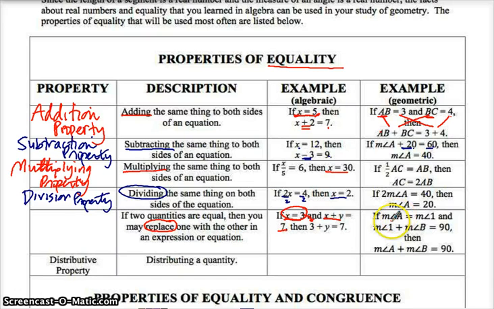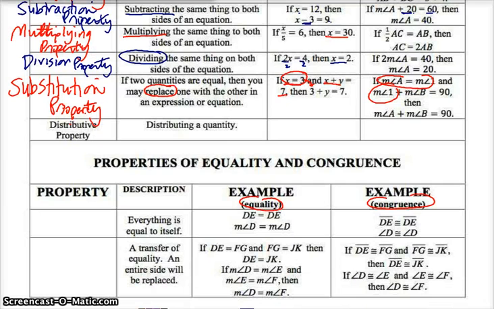And so here it is geometrically, the measure of angle A equals the measure of angle 1. And the measure of angle 1 plus the measure of angle B equals 90. So therefore, through what property? Through substitution. So because of the substitution property, we can replace one for the other. So replacing or substituting, it's a substitution property.